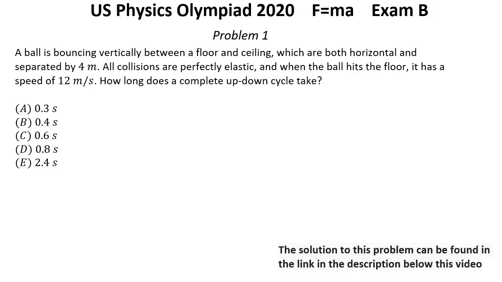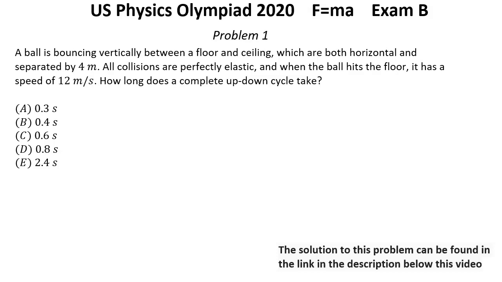Problem number 1. A ball is bouncing vertically between the floor and the ceiling, which are both horizontal and separated by 4 meters. All collisions are perfectly elastic, and when the ball hits the floor, it has a speed of 12 meters per second. How long does a complete up-down cycle take?